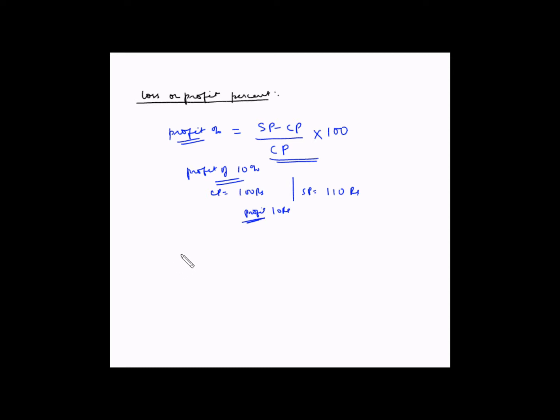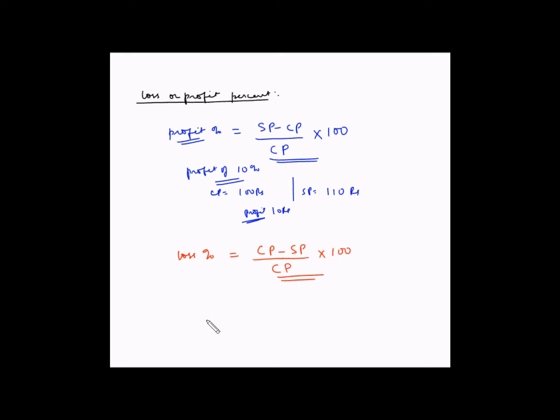Now similarly, the loss percentage will be equal to, so let's first define what is loss. Loss is cost price minus the selling price, and this should also be expressed in terms of the cost price. So we divide it by the cost price and multiply by 100. So this is the expression for loss percentage.